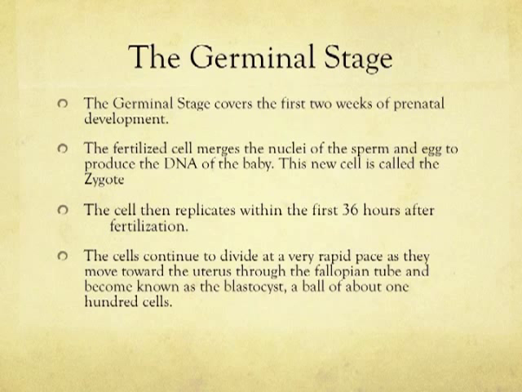Within 36 hours of fertilization, the cell has merged the nuclei of the man's sperm and the woman's egg and has created a completely one-of-a-kind DNA, which holds the information that will determine everything about how your baby looks, its gender, and even some of its personality traits. This new cell formation is called the zygote. The cells continue to divide at a rapid pace as they move towards the uterus through the fallopian tubes and become known as the blastocyst, a ball of about 100 cells.